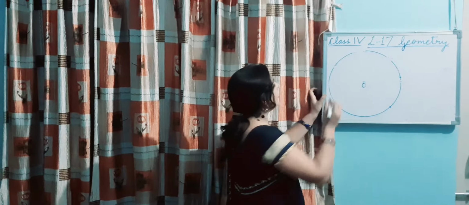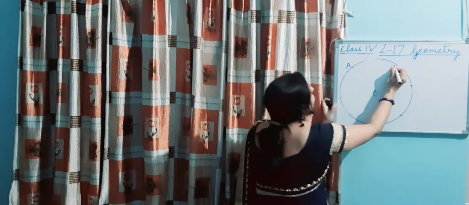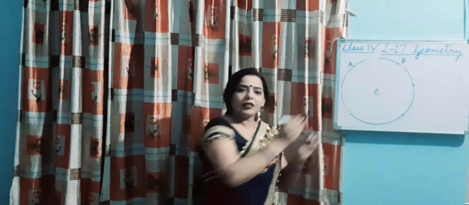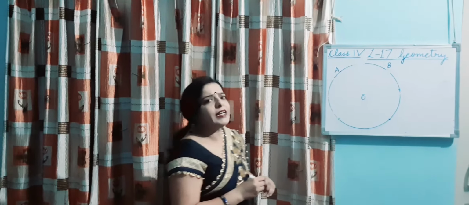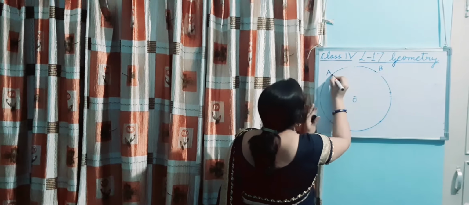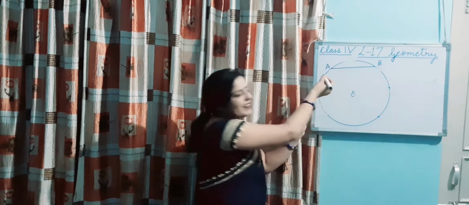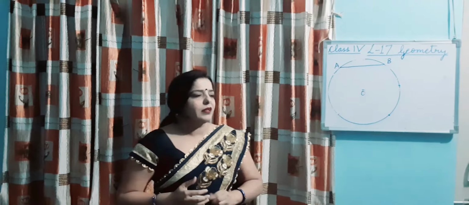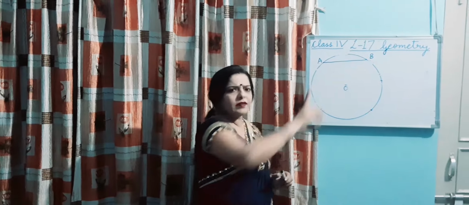I am going to take point A on the circumference, and 1 point I have taken here, I named it as point B. So these are the 2 points which I have taken on the circumference. Now I am going to join these 2 points through a line. Now what is this line known as? This line is known as a chord. Remember, a chord is a line which joins any 2 points on the circumference.